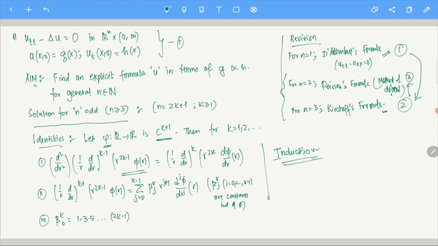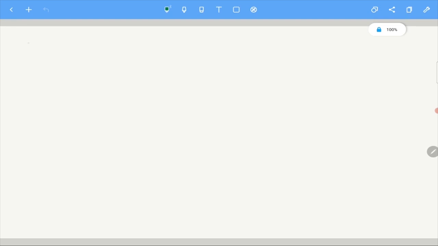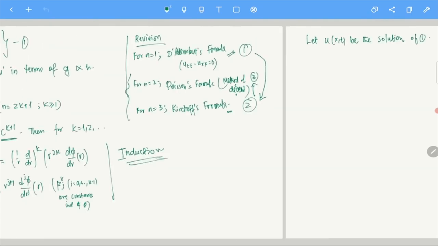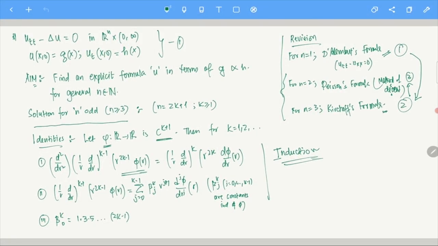So essentially, as I told you, we are going to do the exact same thing that we did in the earlier cases. In the notation which I'm going to use, let small u of x, t be the solution of 1. We are assuming that there is a solution, and now I want to find out the exact explicit formula for that.